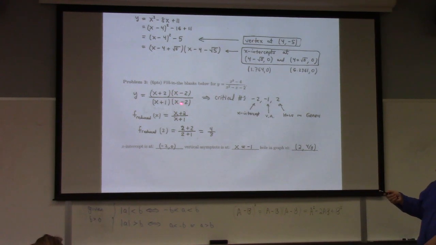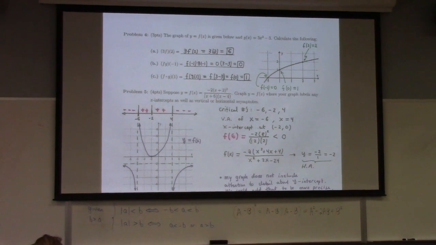So for the reduced function, I just divide out the hole-in-the-graph factors. That leaves me (x plus 2)/(x plus 1). I plug in 2, and I get 4/3. So there was where the hole in the graph was. I know it's been a little while since we did that. A lot of you had a lot of problems on this one, and that need not be the case. This one's actually very easy. I would encourage you to look back at number 4 here.